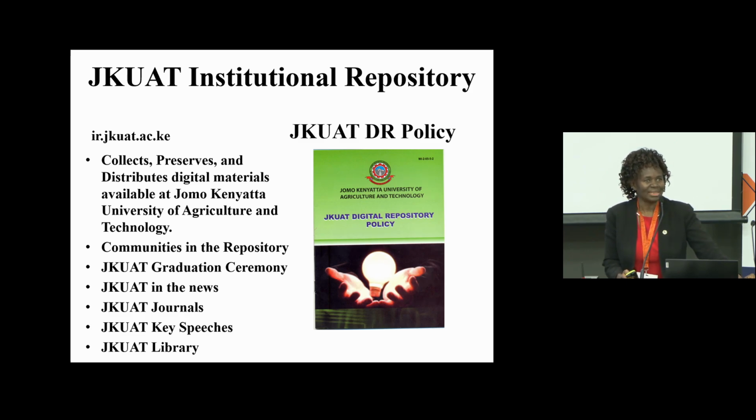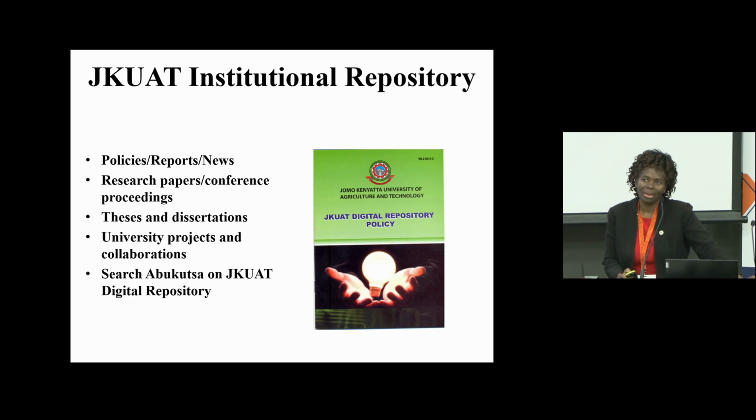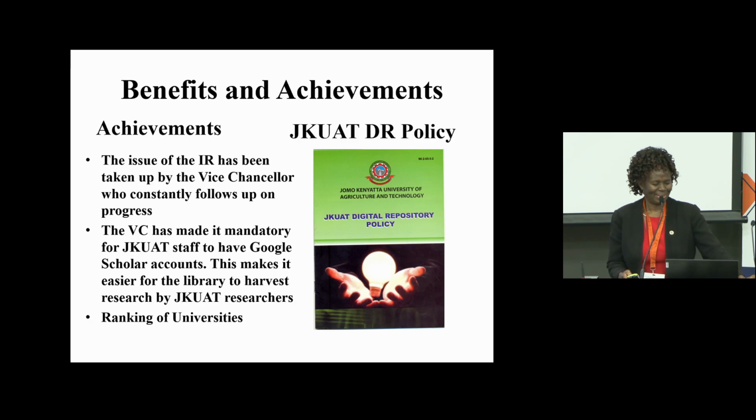And if you go to that website, you will find different things. You have JKUAT graduation ceremony issues, the news, journals, key speeches, the library, and of course I have also put some of my publications there to be open and accessible to many of us. There were policies, research papers, conference papers, and even university students, when you do your master's and PhD degrees, you're supposed to deposit there. If you want to see my digital repository profile, you can just search my name, Abukusa, and JKUAT on the digital repository. You'll see a few of my publications there, accessible.